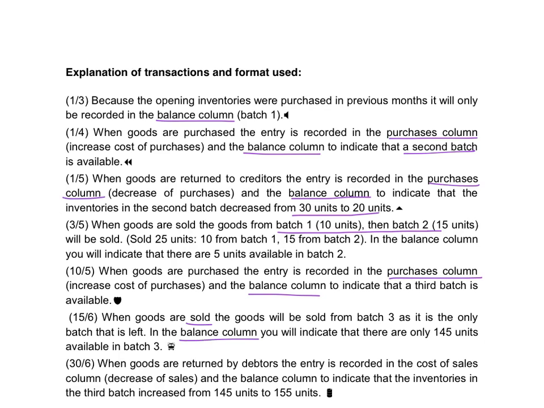So it means every time you purchase goods, you will record it in the purchases column. If you return goods to the creditors, you will also record it in the purchases column in brackets to show that the number of units reduced and that the cost of the goods purchased reduced. If you sell goods, you will record it in the cost of sales column, and if the debtors return goods, you will also record it in the cost of sales column.